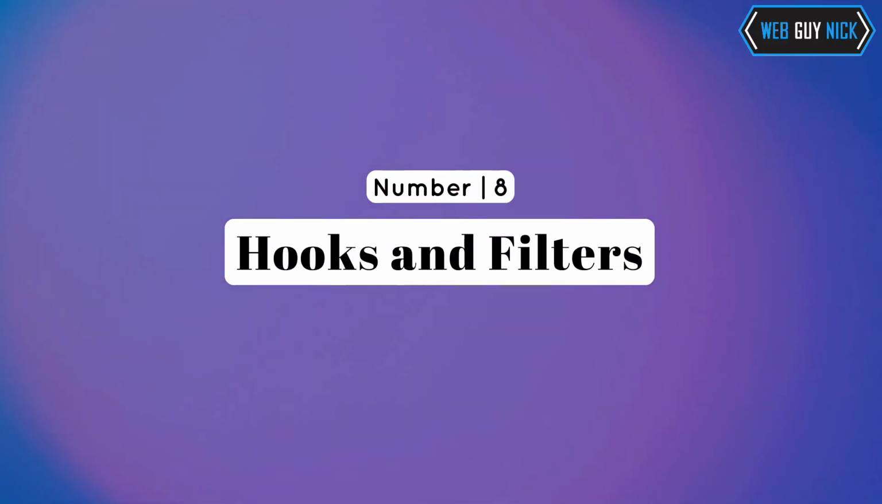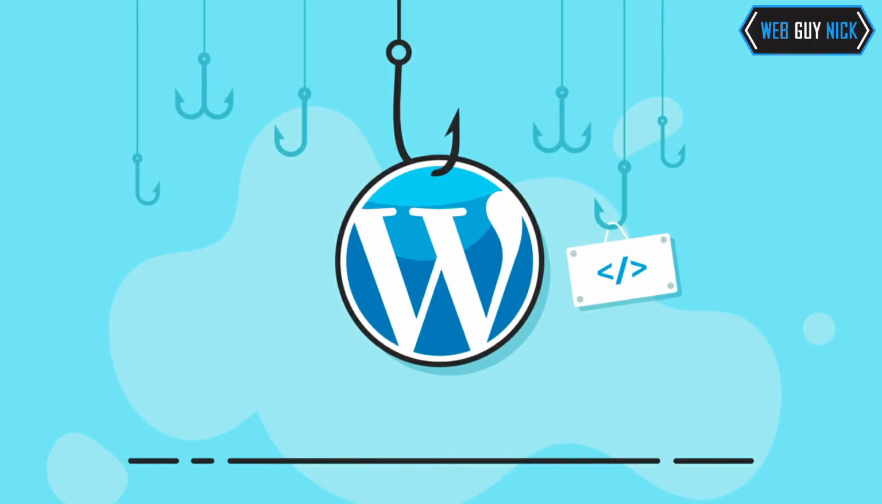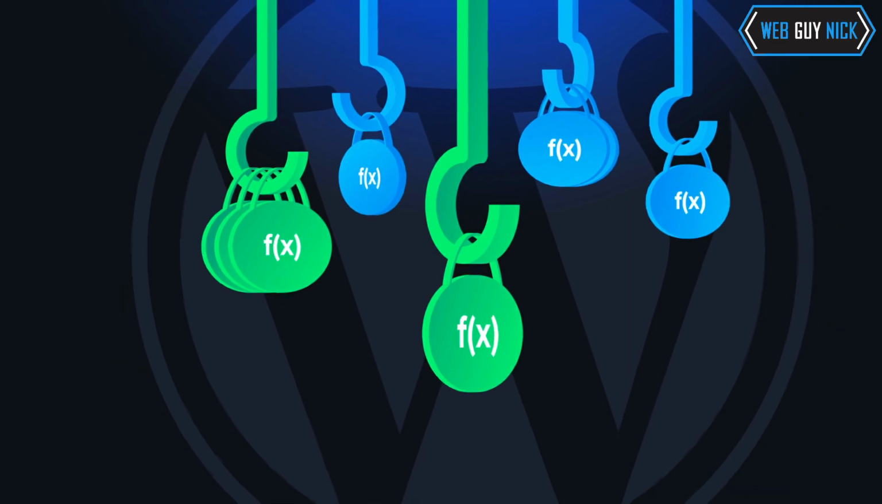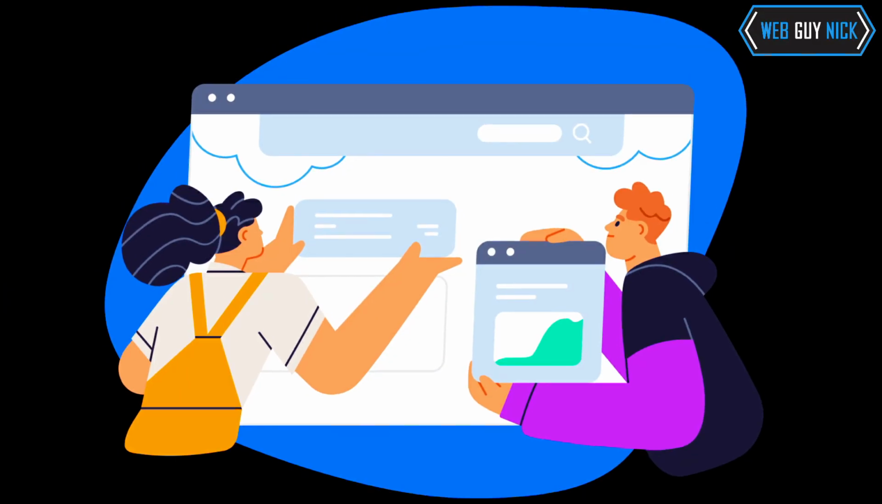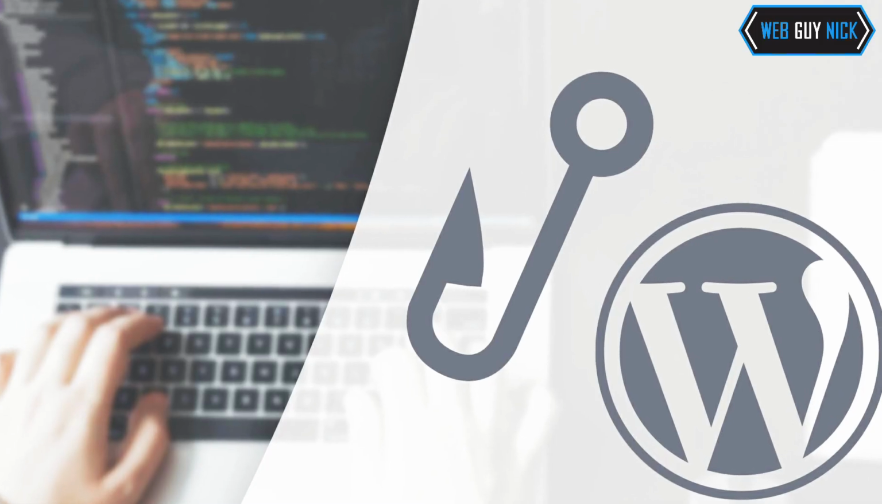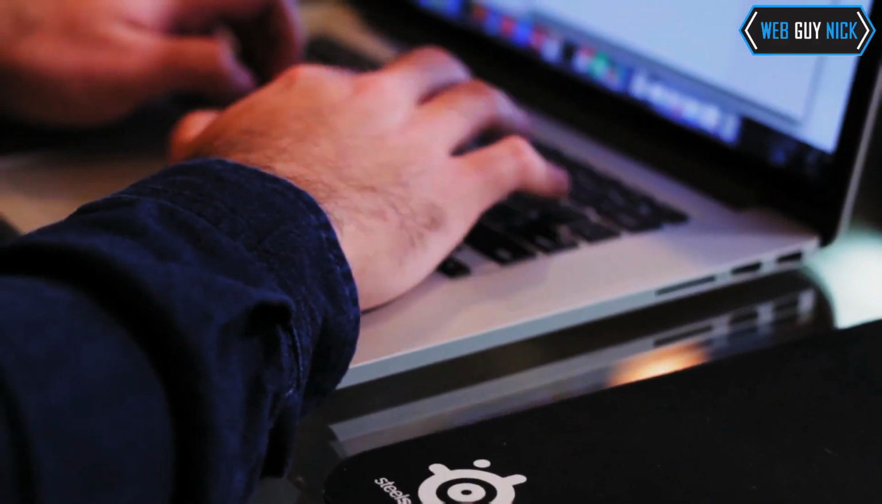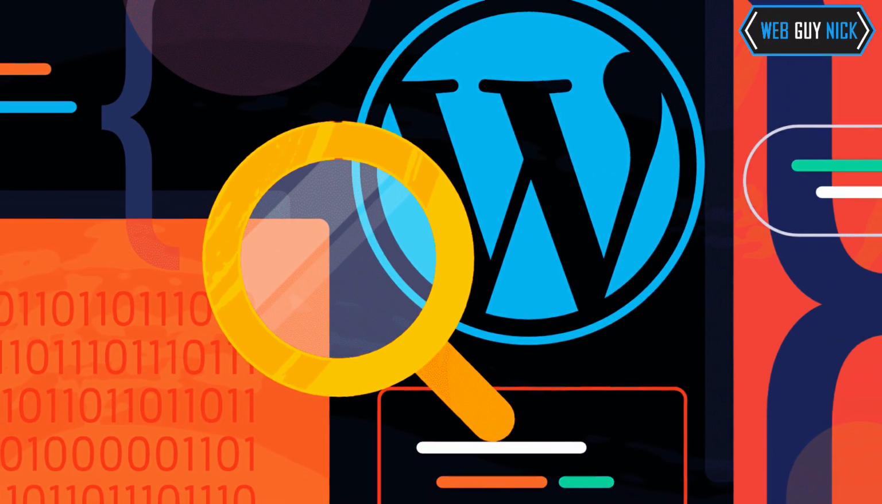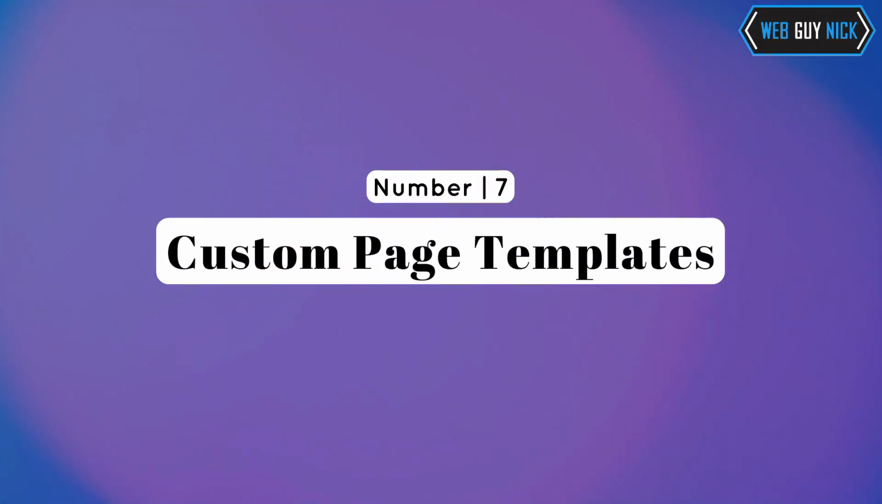Number 8, hooks and filters. Hooks and filters are powerful features of WordPress that allow you to modify or extend the core functionality of the platform. By using hooks, you can add or remove actions and filters at specific points during the execution of WordPress. This gives you full control over how your website behaves and allows you to make customizations without modifying the core files.